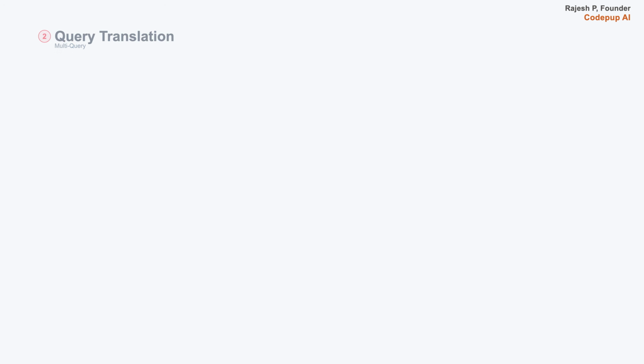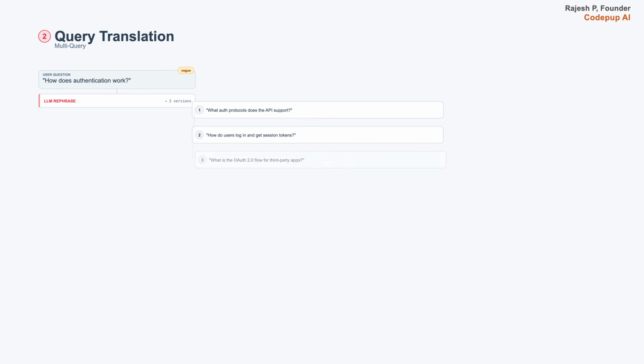Your users ask vague questions. How does authentication work? That could mean anything. Multi-query fixes this. The LLM takes that vague question and generates 3 specific versions. What authentication protocols does the API support? How do users log in and get session tokens? What is the OAuth 2.0 flow for third-party apps?